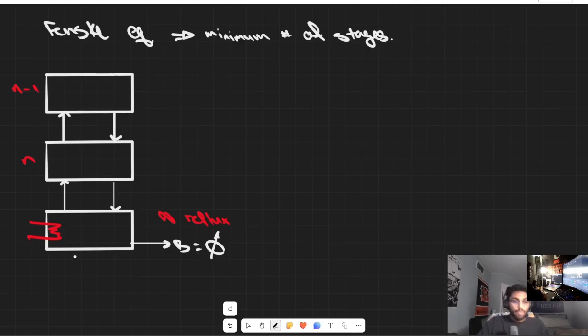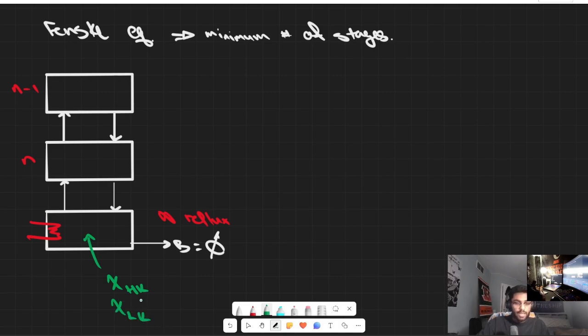But what we have present in here, I'll do this in a different color so this doesn't look like a feed or a flow or anything. What we're going to have is this x for the heavy key and this x for the light key.